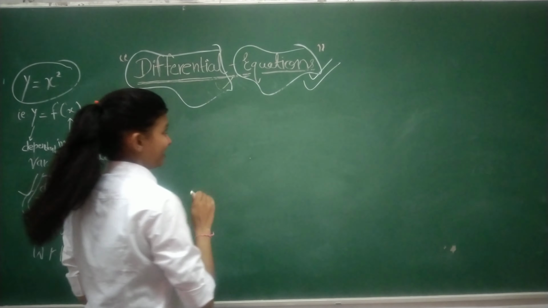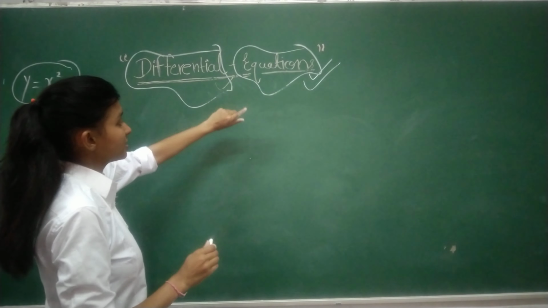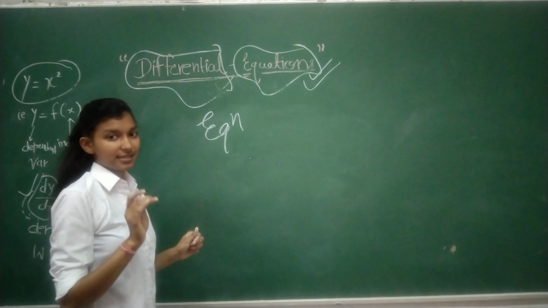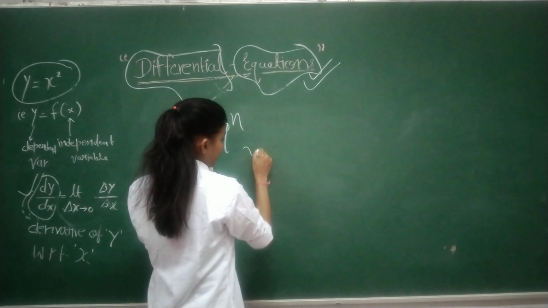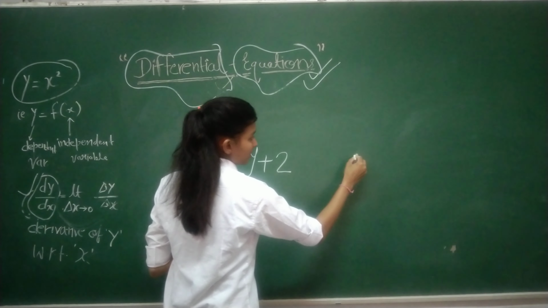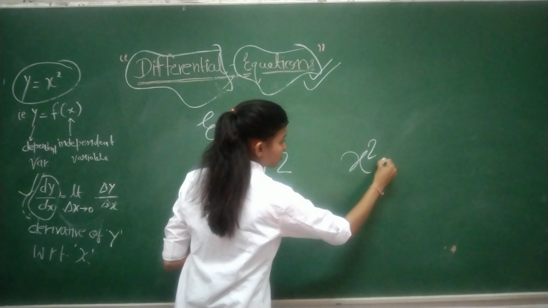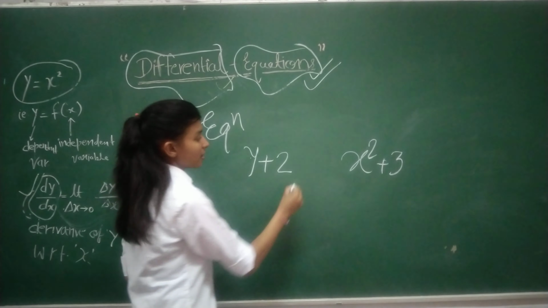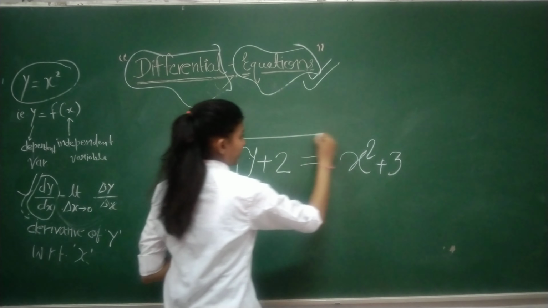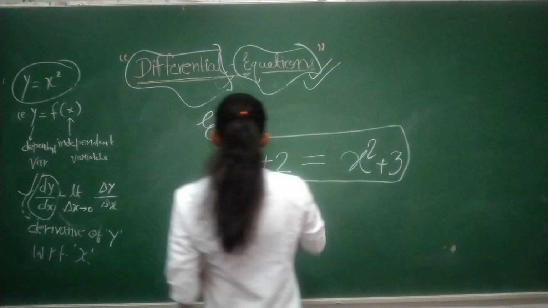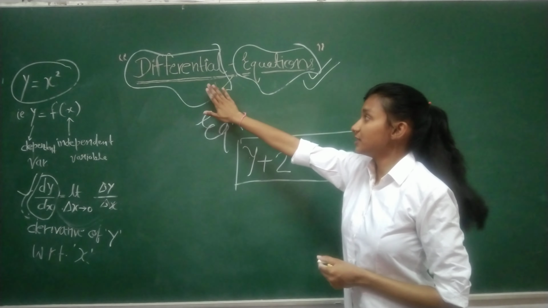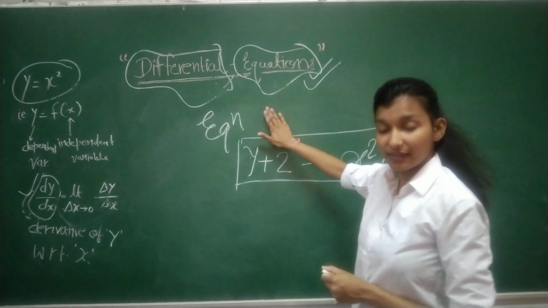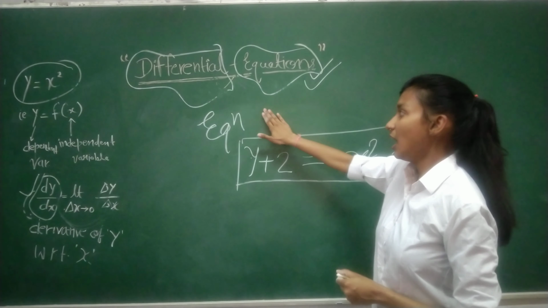Before going to the definition of differential equation, we need to understand what equations are. An equation is a mathematical statement which asserts the equality of two mathematical expressions. Let us suppose we have these two mathematical expressions. If we equate these expressions with an equal to sign, we get an equation. This is called an equation. Now, the second term is differential, which derives from the term differential or derivative, which I will explain thoroughly afterwards.